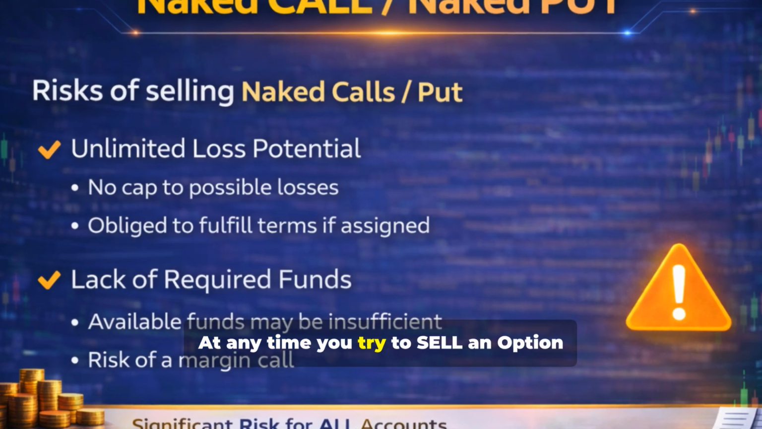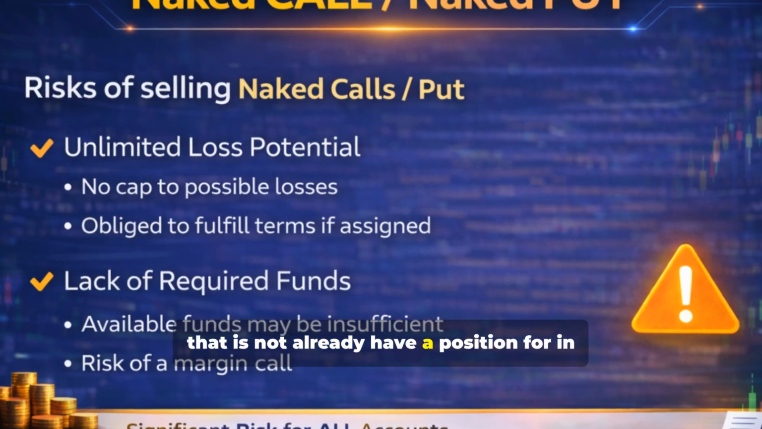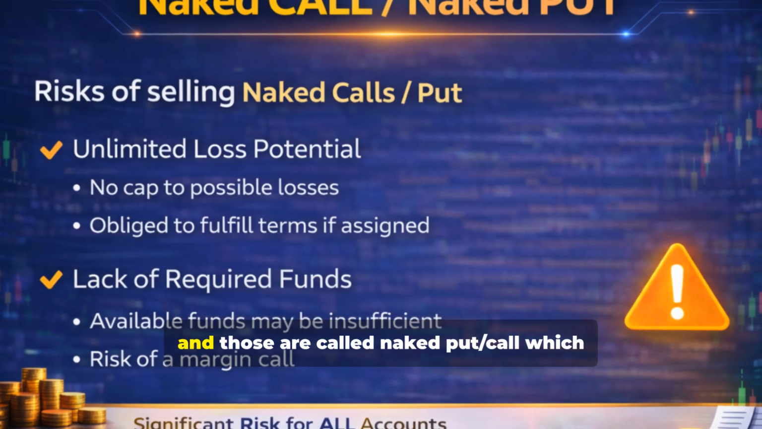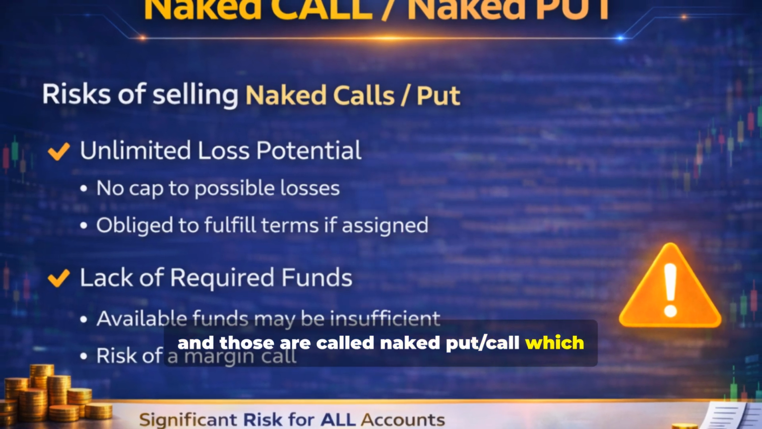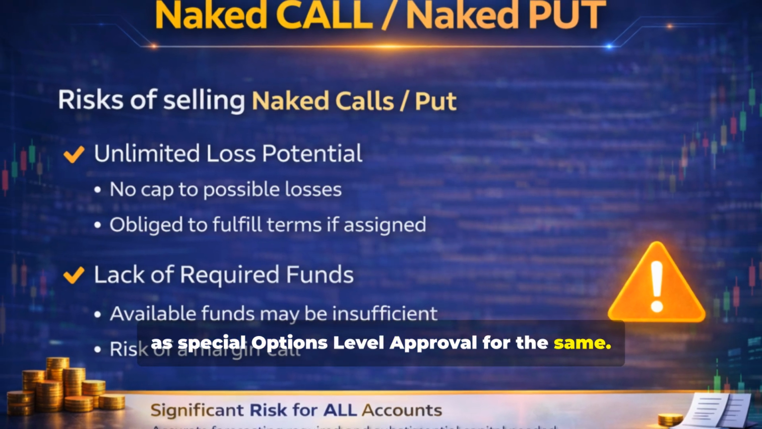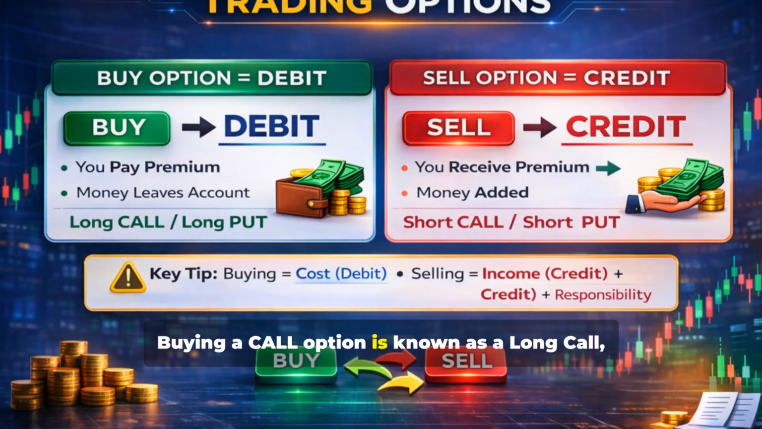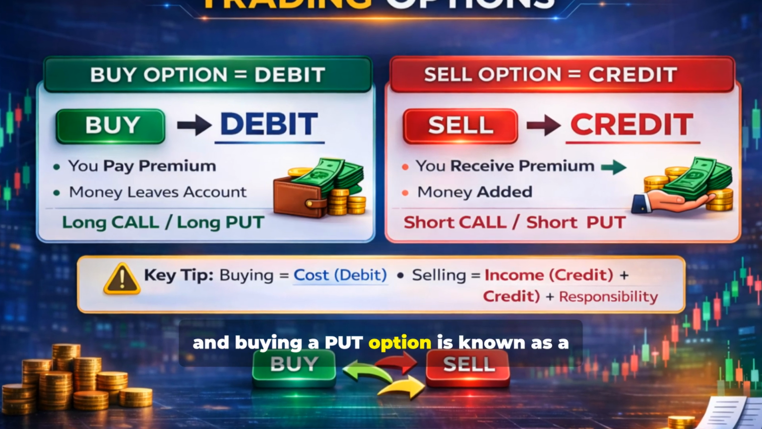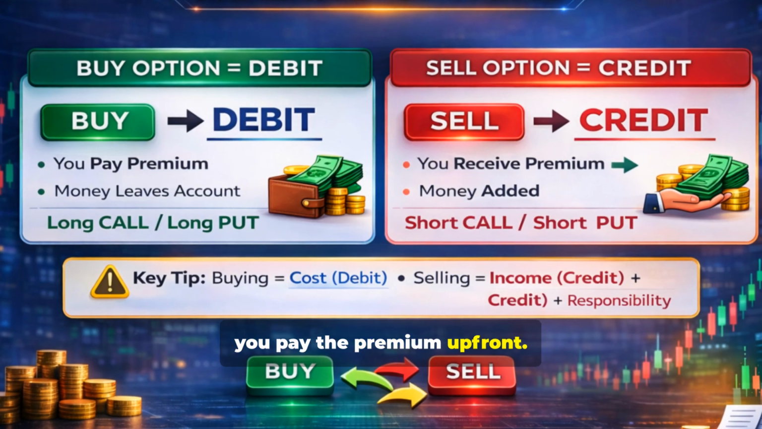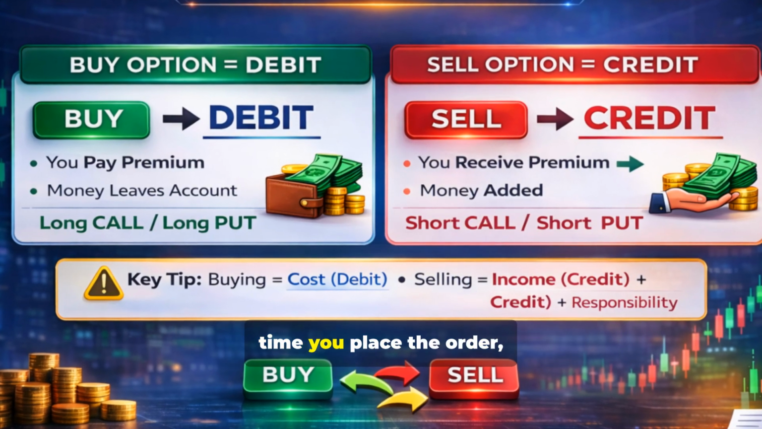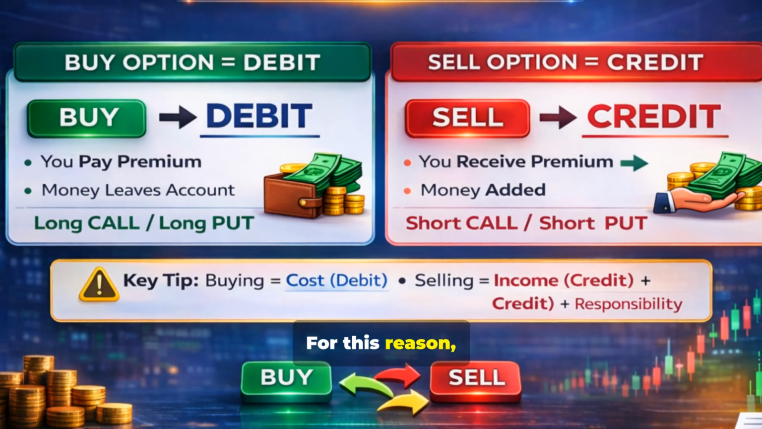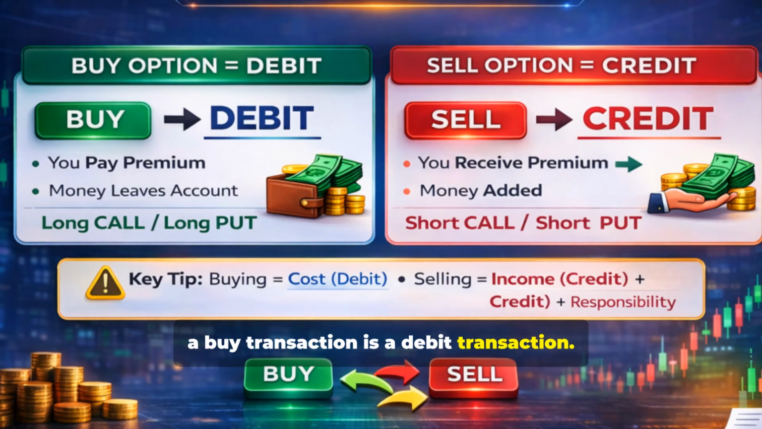At any time, if you try to sell an option that you do not already have a position for in your account, that creates a short sell, which requires capital. Those are called naked puts or calls, which require lots of capital to trade, as well as special options level approval. Buying a call option is known as a long call, and buying a put option is known as a long put. When you buy an option, you pay the premium up front. The required funds are set aside at the time you place the order, and once the order is executed, the amount is deducted from your account. For this reason, a buy transaction is a debit transaction.